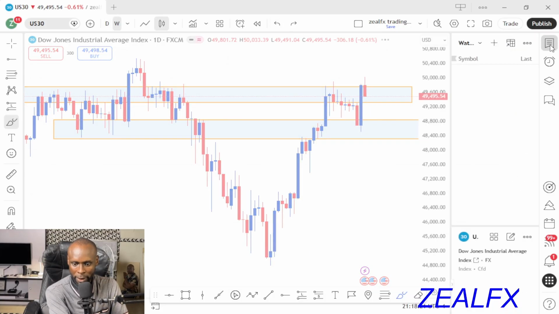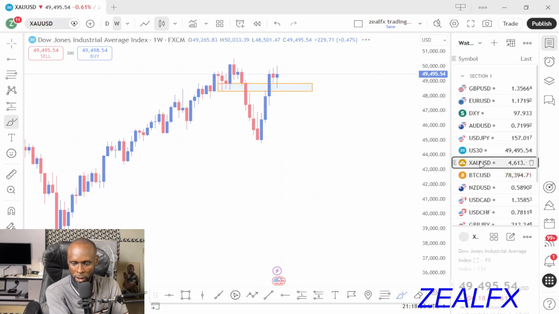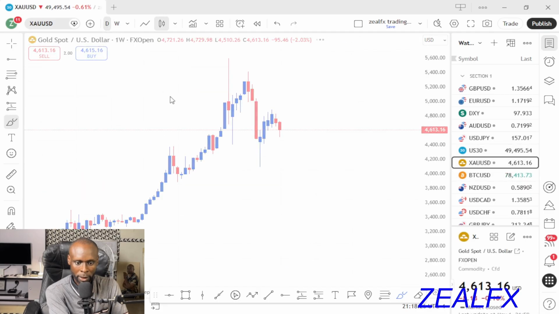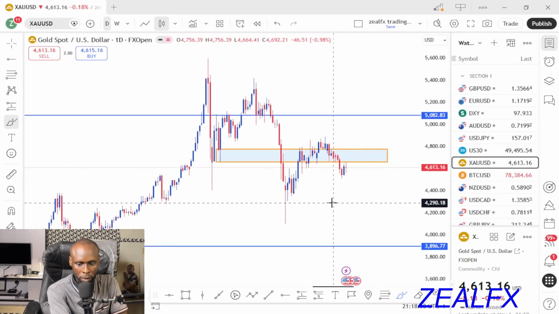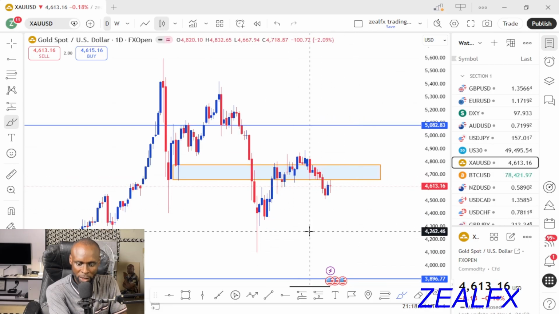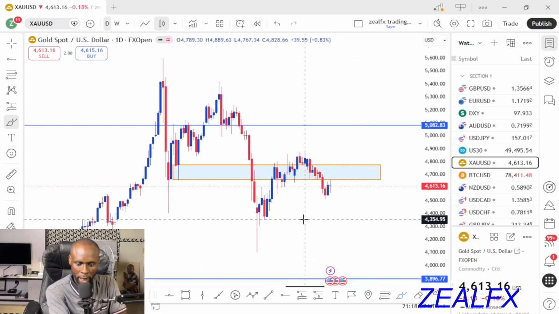So let's look at our next pair, which is the gold USD. The gold USD on my daily chart still has a sideways trend. We still have this sideways trend on the gold USD.